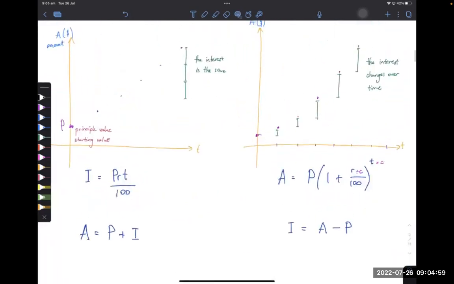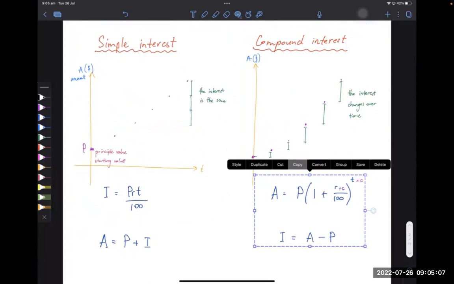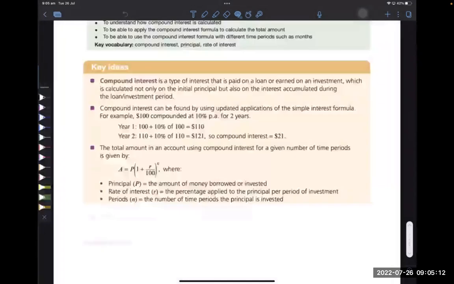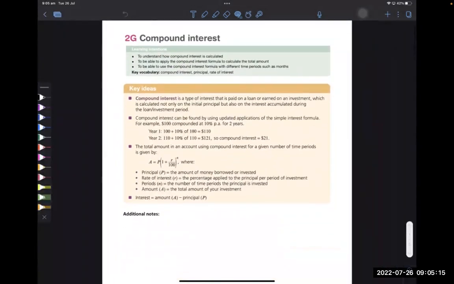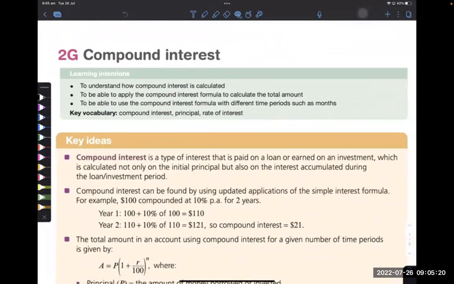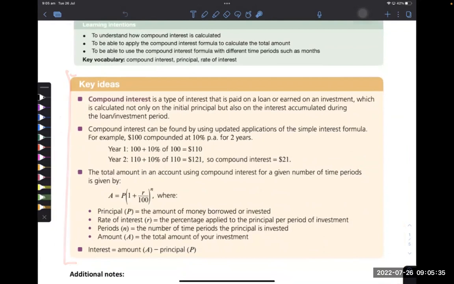Okay, so these are the two equations that we'll be working with today. I'll take both of these actually, and I'll put it in our notes for 2G. So in the handout that you received, there are the learning intentions at the top there. We're also going to cover a couple of these words again. So we've seen principal, we've seen rate of interest, but this idea of compound interest is what's going to be discovered today. The key ideas in the textbook are also captured here as well.